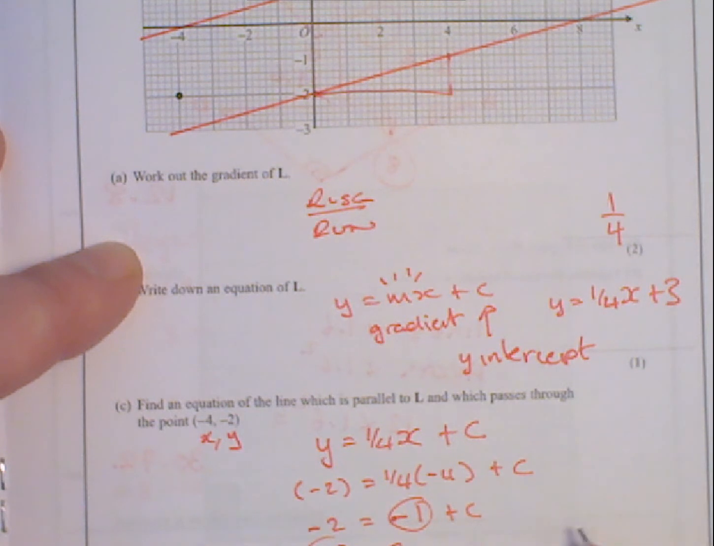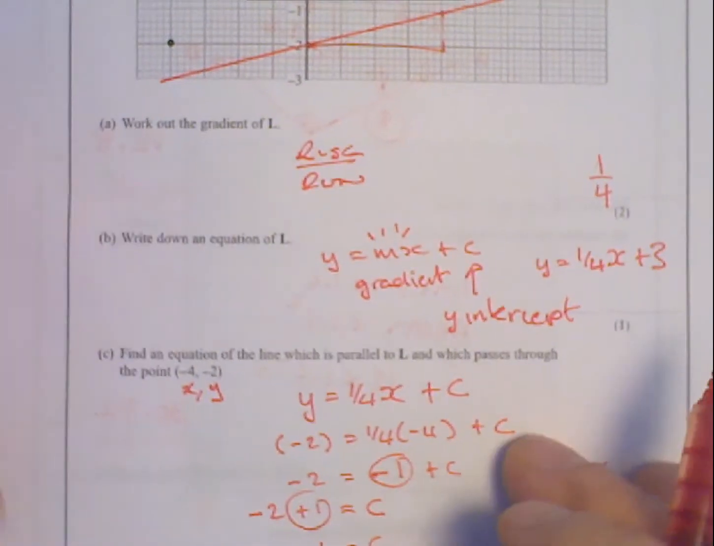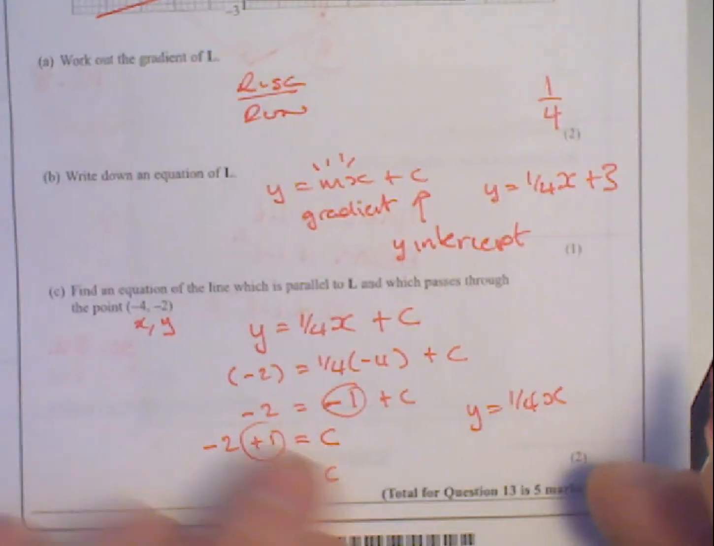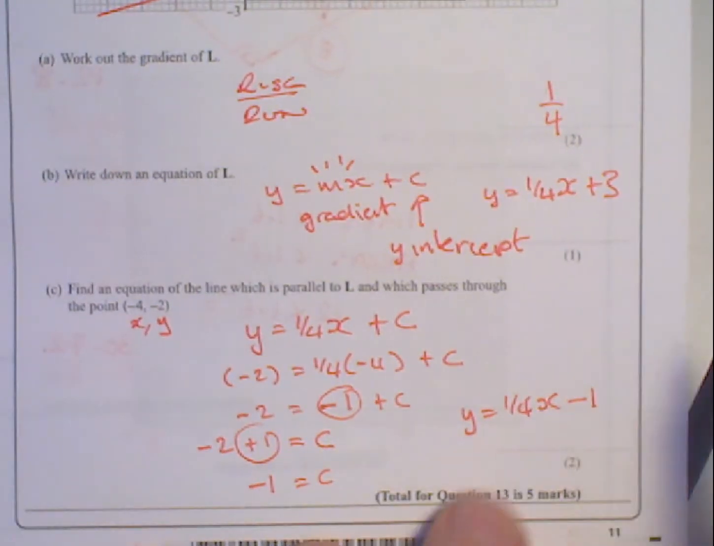And therefore my final equation is y equals a quarter x. Sorry, you can't quite see that, so quarter x minus 1.